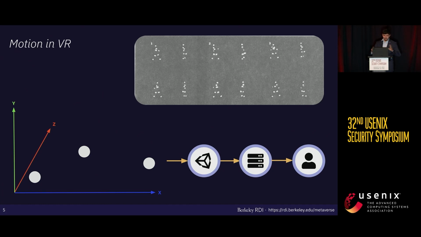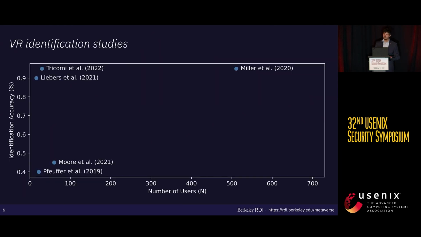And so I'm definitely not the first one to make this observation. There have been a number of studies on identification in VR. The most famous one until now is from Mark Roman Miller out of Stanford, where he had over 500 users in VR that could be uniquely identified with up to 95% accuracy based just on their head and hand motion patterns. So this shows that there's really something there. That just by putting on your VR device and moving your head and hands naturally, you're actually revealing a signal that is fairly unique to you.